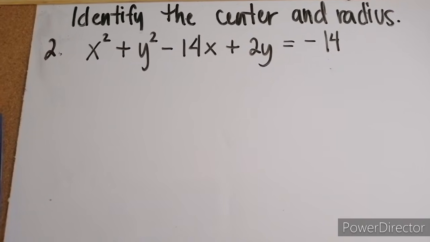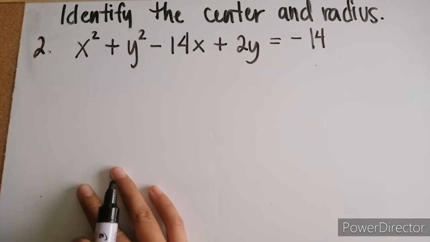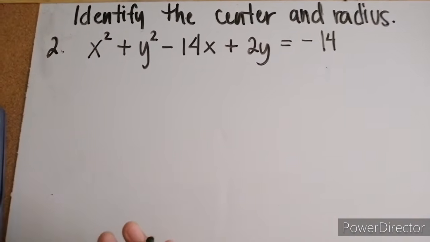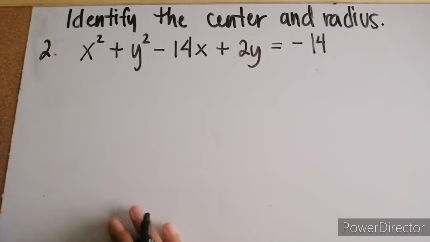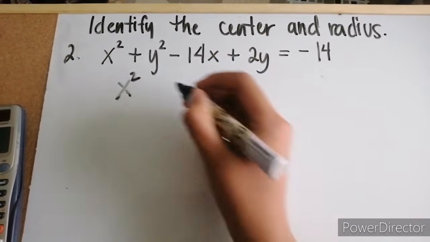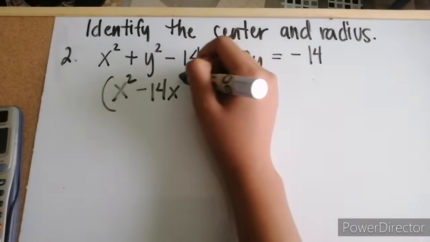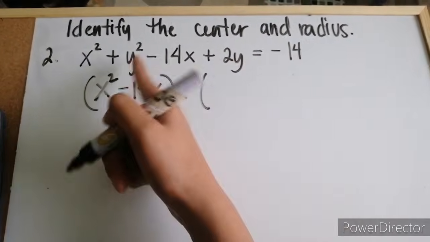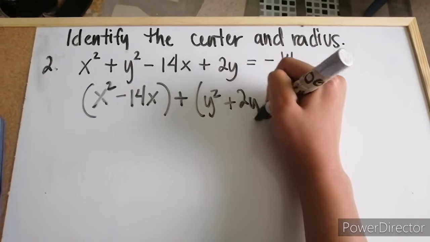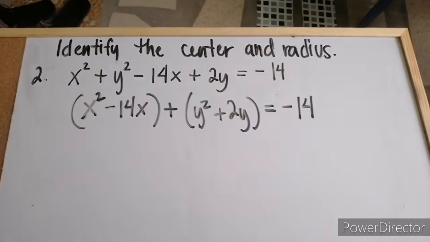Let's have another example. We have x squared plus y squared minus 14x plus 2y is equal to negative 14. So again, you first group them with the same variables. We will have here x squared minus 14x, group them, plus y squared plus 2y is equal to negative 14.